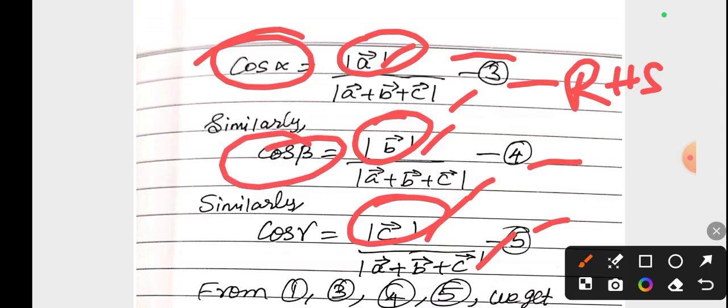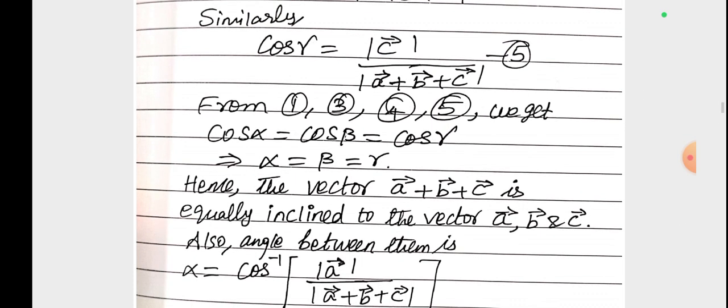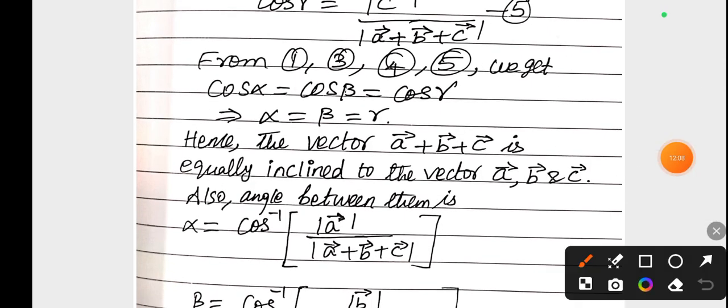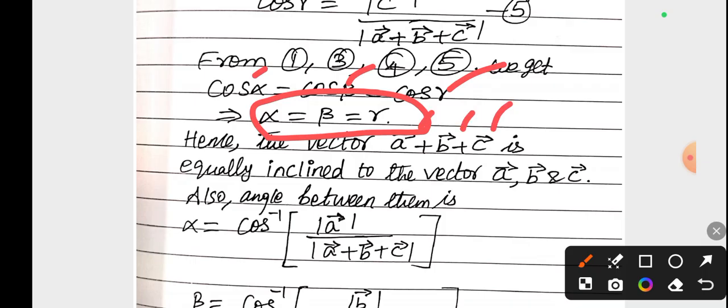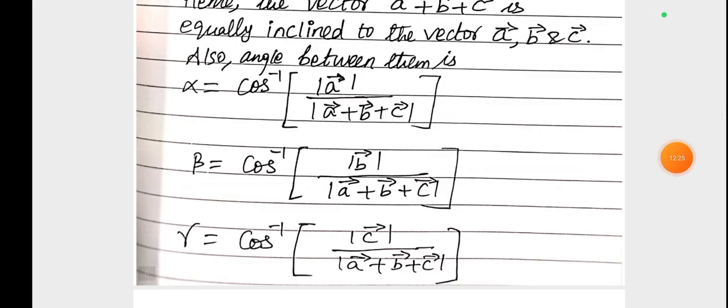Cos alpha equals cos beta equals cos gamma. How are we writing this? The RHS in all these equations are equal, so the LHS is also equal. So cos alpha, cos beta, cos gamma are equal. Then alpha, beta and gamma are equal. Hence the vector A plus B plus C is equally inclined to the vectors A, B, C. Also, what is the angle between them now?